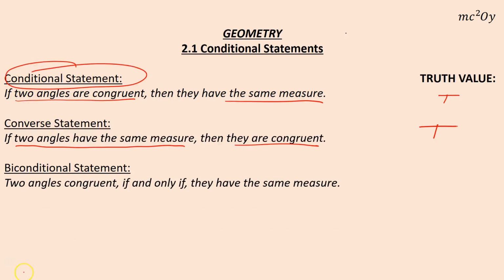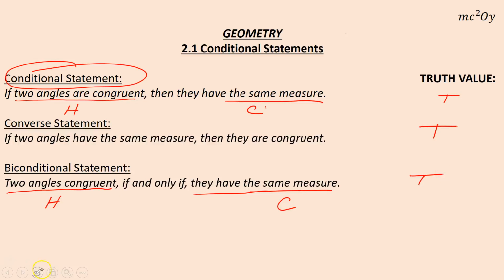Let me erase this part so we don't have any confusion here. We take our hypothesis and conclusion of the conditional, and we write it in a biconditional. Hypothesis first: two angles are congruent. They have the same measure. Conclusion second. And we put the if and only if in between. So two angles are congruent if and only if they have the same measure. That is true.